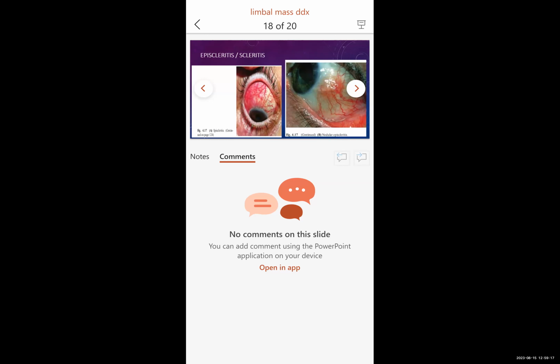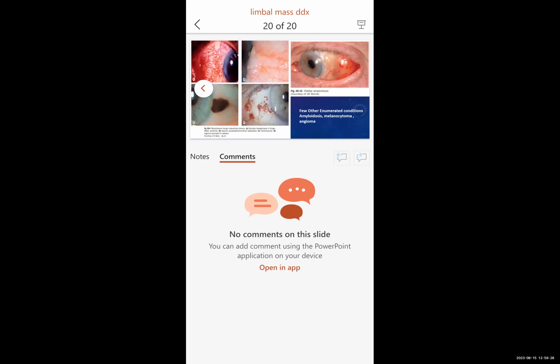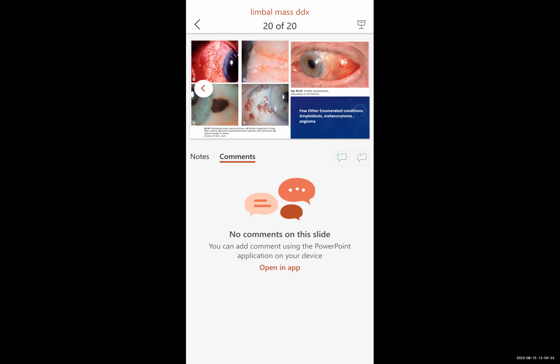They may present as nodules. When the nodules are multiple, they may be associated with a sharp rise in intraocular pressure. They're associated with systemic diseases like Crohn's disease, rheumatoid arthritis, and ankylosing spondylitis. Other conditions such as amyloidosis, melanocytoma, and angioma also appear as a mass at the limbus. Thank you for the time.